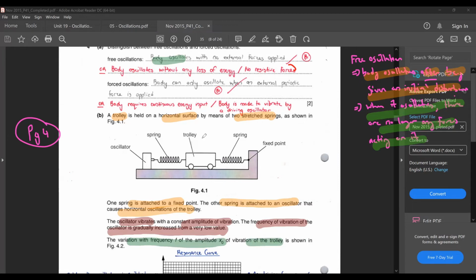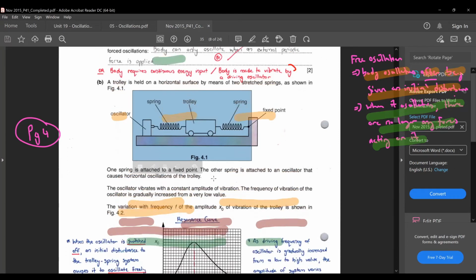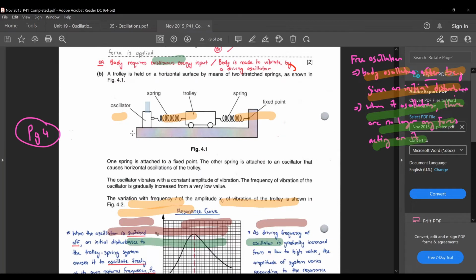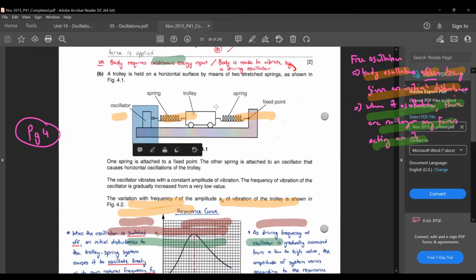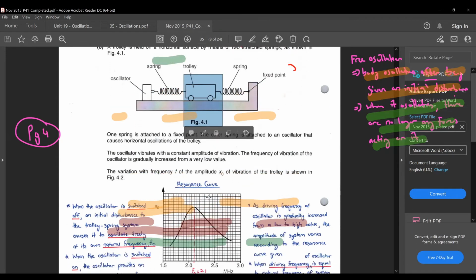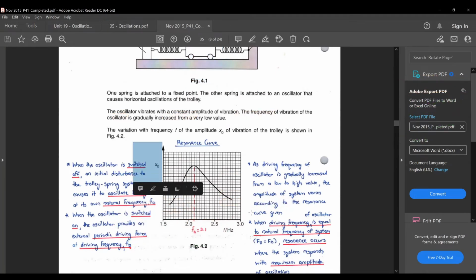I really described how the system works in the notes just now. What you're doing now is increasing the frequency of your oscillator, which in turn causes the trolley to oscillate at the same frequency as the oscillator. So you increase the frequency of your oscillator, and then you find out the amplitude of oscillation of your trolley, and you produce the graph that you see below, which is a graph of amplitude versus frequency.